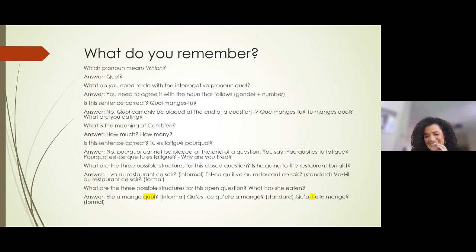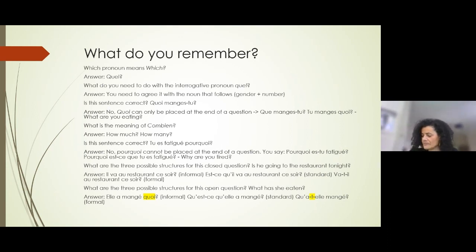So what is the difference between quel and lequel? Alors, quel means which and lequel is going to be which one. Okay. So, quel livre préfères-tu? Which book do you prefer? Lequel préfères-tu? Which one do you prefer? Thank you for that. And just one last question.